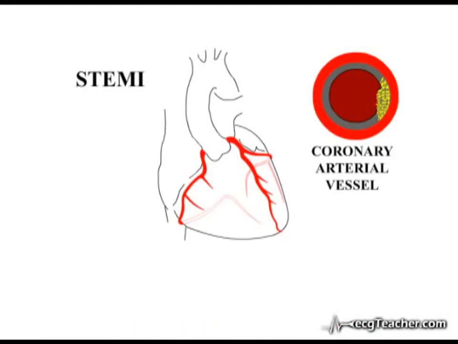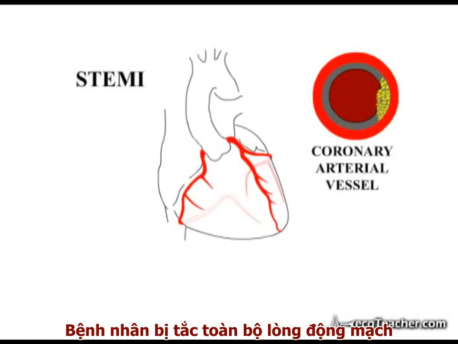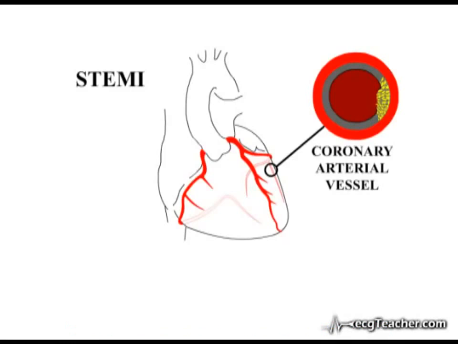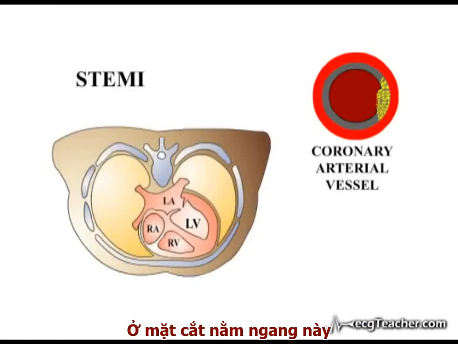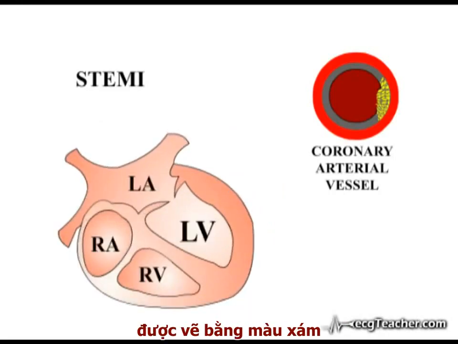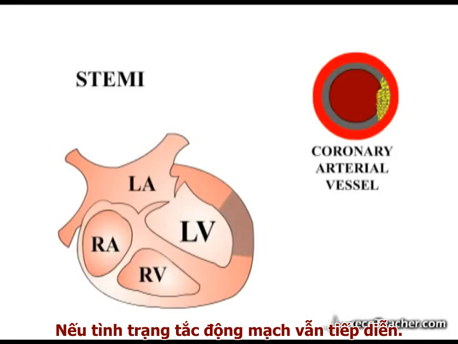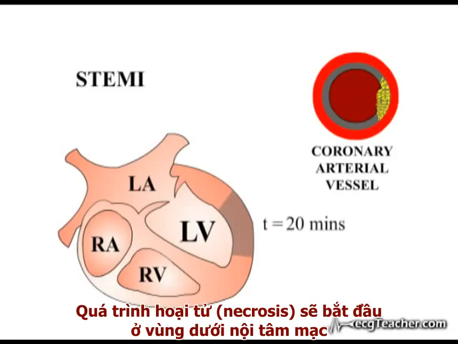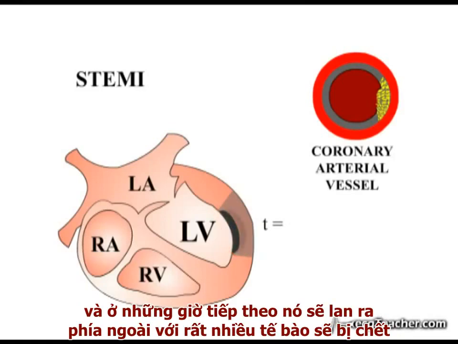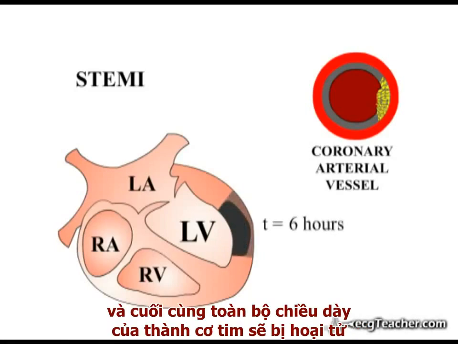In the example shown here, the patient has developed a complete occlusion of the artery which supplies the lateral wall of the left ventricle. In this horizontal section, the ischemic area in the lateral wall of the left ventricle is shown in grey. If the blockage of the arterial lumen persists, necrosis begins in the subendocardial region and in the subsequent hours spreads outwards in a wave of cell death, which may ultimately involve the full thickness of that region of the myocardial wall.